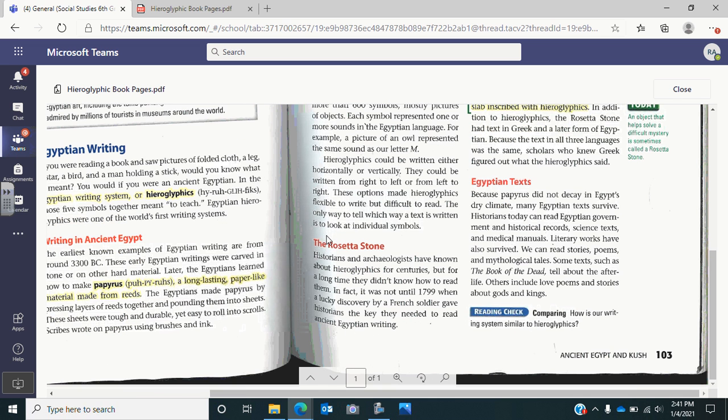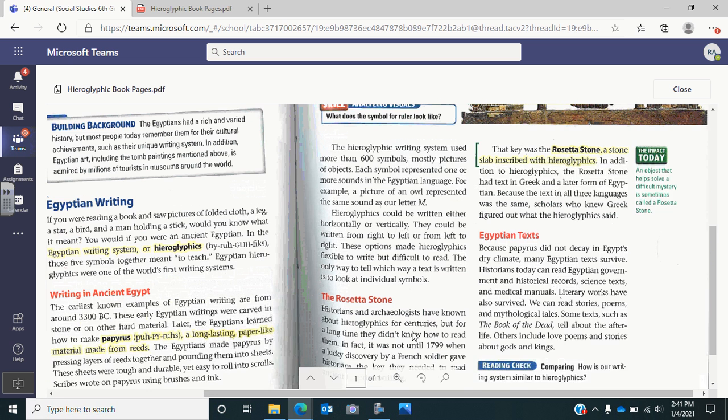And so here we're at the Rosetta Stone. Historians and archaeologists have known about hieroglyphics for centuries, but for a long time they didn't know how to read them. In fact, it was not until 1799 when a lucky discovery by a French soldier gave historians the key they needed to read ancient Egyptian writing.